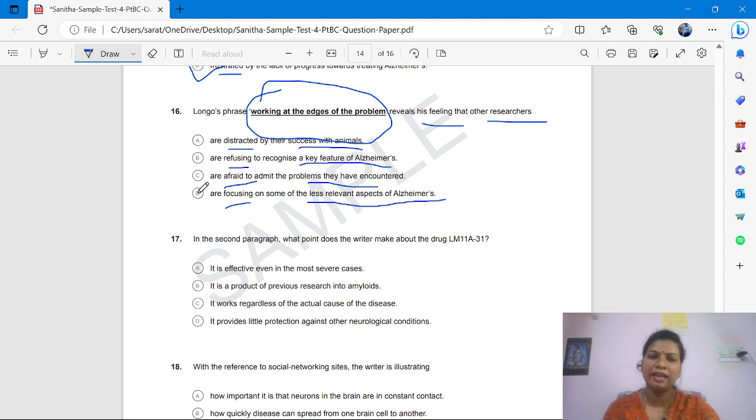Just underline the keywords. Whenever you do practice and exam sessions, you have to underline the keywords. Then you can easily find the answer and easily connect your options with the passage. So practice.